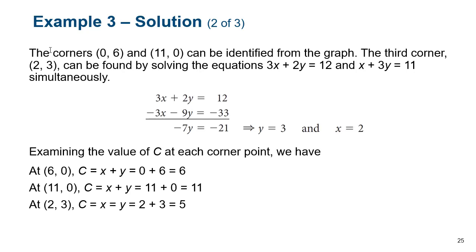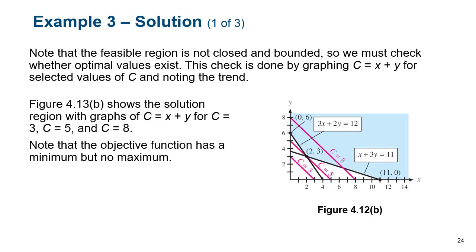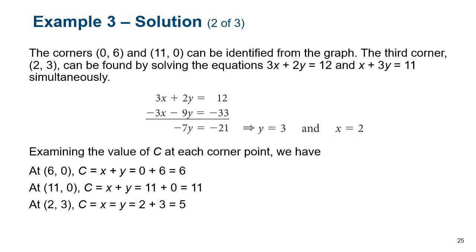We can see that the corners of 0, 6 and 11, 0, right? 0, 6, 11, 0, can be identified from the graph. The third corner, 2, 3, is found by solving the system of equations, right? So the best method I always think is the addition/elimination method, where you add things together so that one of the variables goes away, and then that gives you a simple solution to the one variable. Then you plug it back in to get the second one. So there's that 3, 2.